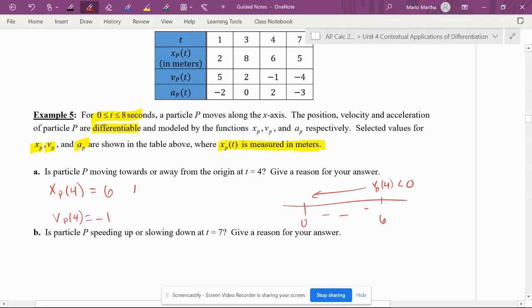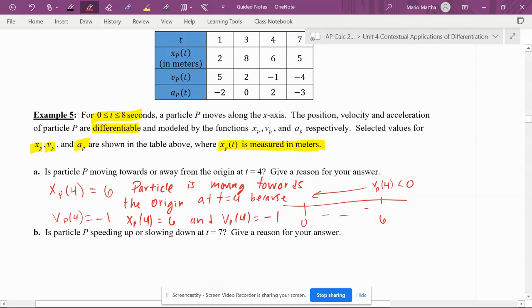So we can say particle p is moving towards the origin at t equals 4, because x sub p of 4 is equal to positive 6, and v sub p of 4 is equal to negative 1. Again, it's negative, so that pretty much gives us our explanation.